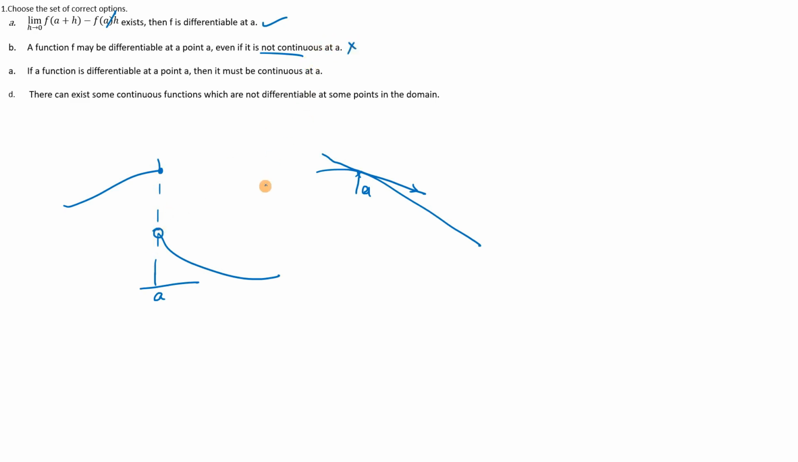Moving on to the third option: if a function is differentiable at a point a, then it must be continuous at a. Yes, we have already said that we are trying to draw a tangent. If we are trying to draw a tangent, then at that point where the tangent is drawn, it has to be continuous, right? So the third option is right. What about the next option? There can exist some continuous functions which are not differentiable at some points in the domain.